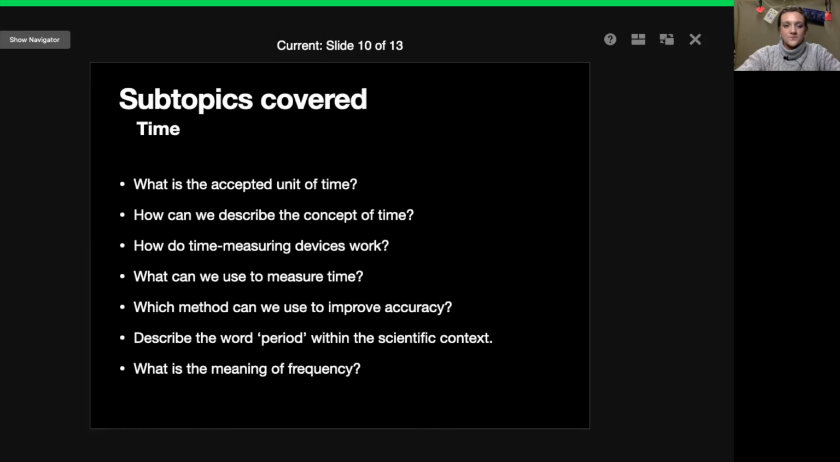Then number 6, describe the word period within the scientific context. Period is the amount of time that elapses. So this is the amount of time that expires for one oscillation. So if you have your gear, one period is the full cycle from one side all the way back to the first side in our example with the corrector tape or Tippex tape. I still don't know what it's called, but anyway, I call it Tippex tape.